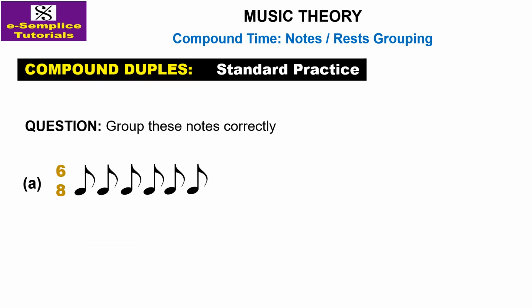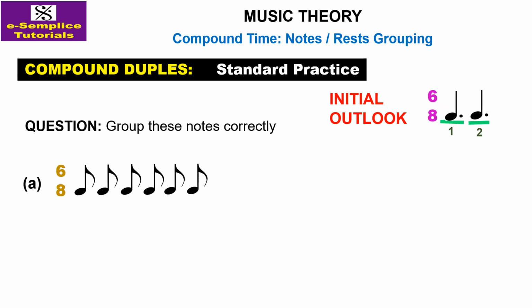Now let's pick them one by one. Let's look at compound duples and consider the standard practices around them. Now for 6/8, we have this question: group these notes correctly. You are given 6 quavers in a bar of 6/8. How do you group these notes? Don't forget the initial outlook as your guide.